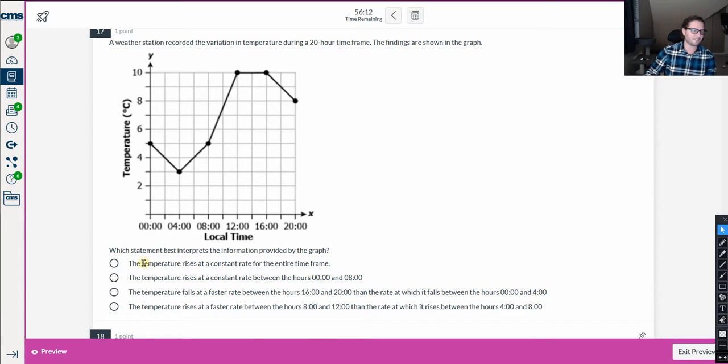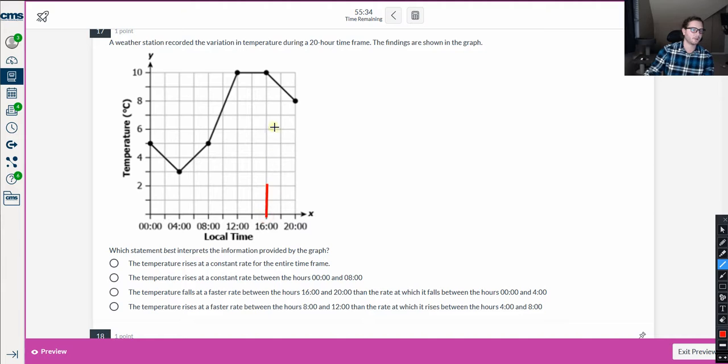Option A says that the temperature rises at a constant rate the entire time. No. If it was constant, we'd see one straight line and that's it. This line makes a bunch of turns, so no. It rises at a constant rate between 0 and 8 hours. So here's 0 and here's 8. That is not a straight line, so no, it is not a constant rate between those 2 periods. So that's out.